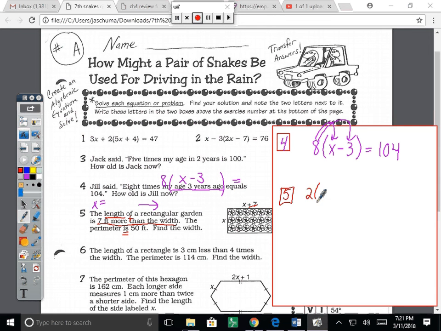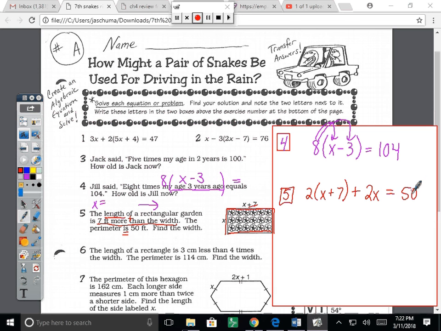So if this was my paper, I would say this is number 5. I have 2 groups of x plus 7, because that would be this top border and this bottom border of the garden. And I'm also going to add the width. Over here I have an x, and over here I'd have an x. That would get me 2 x's.